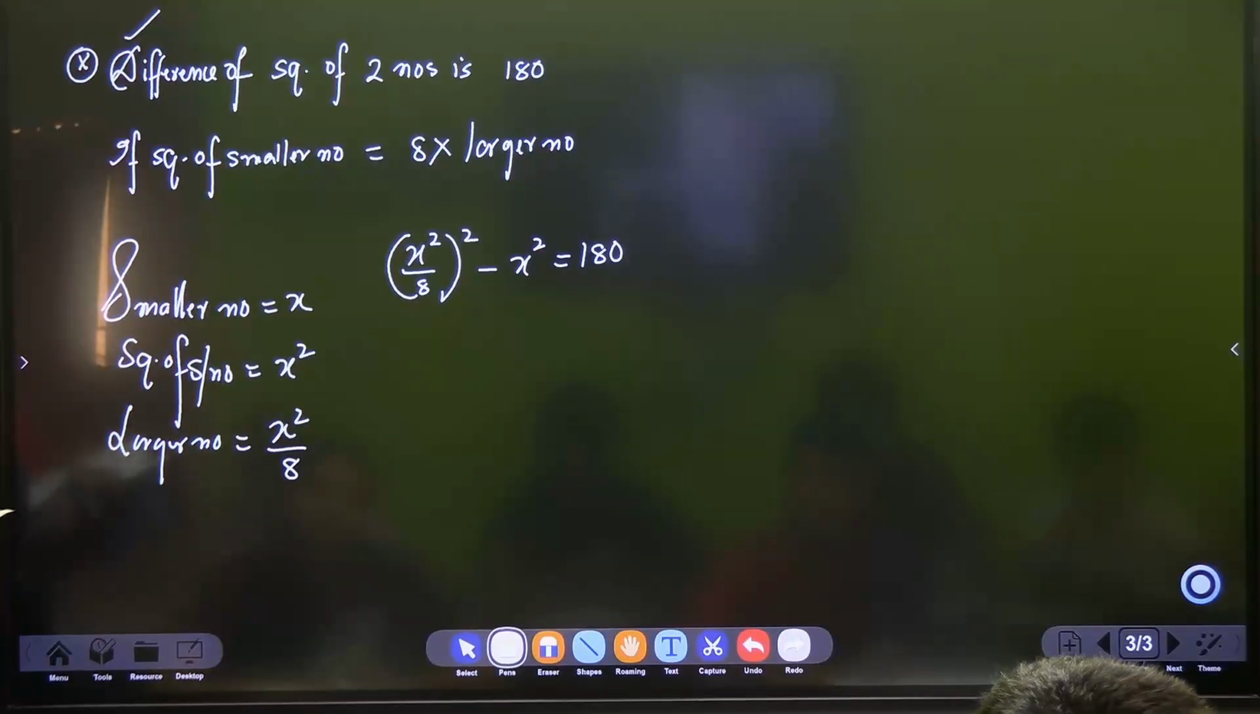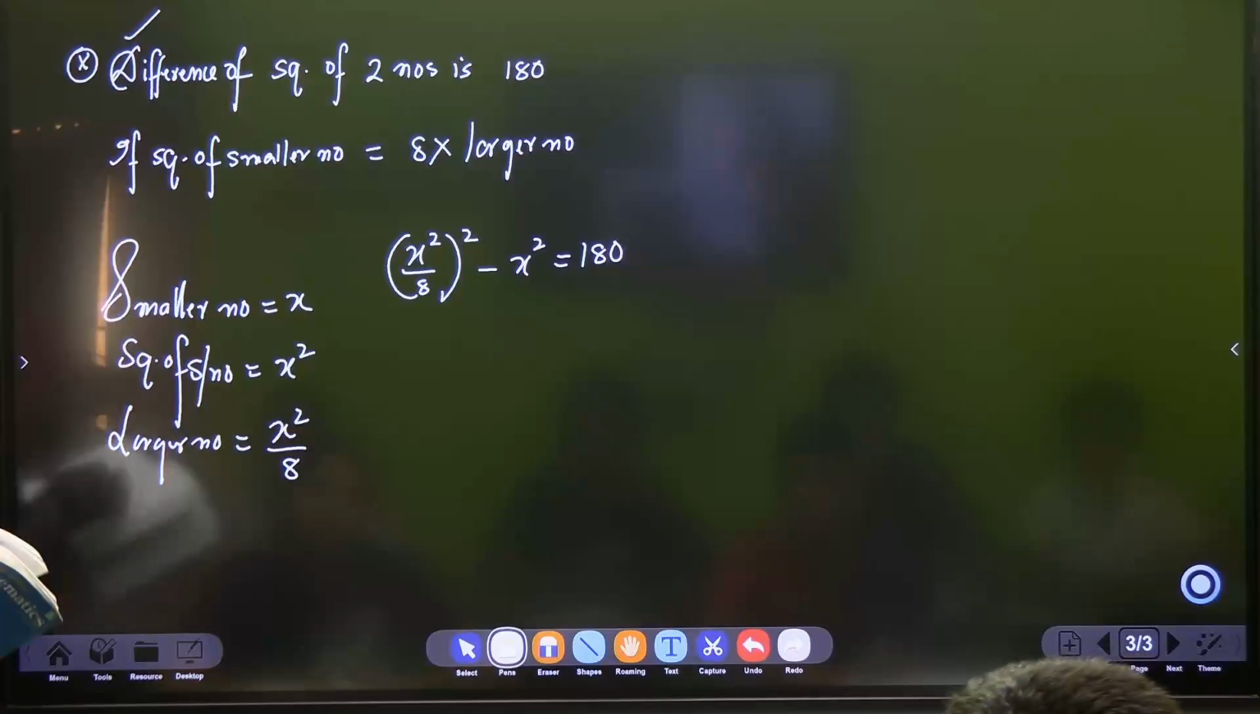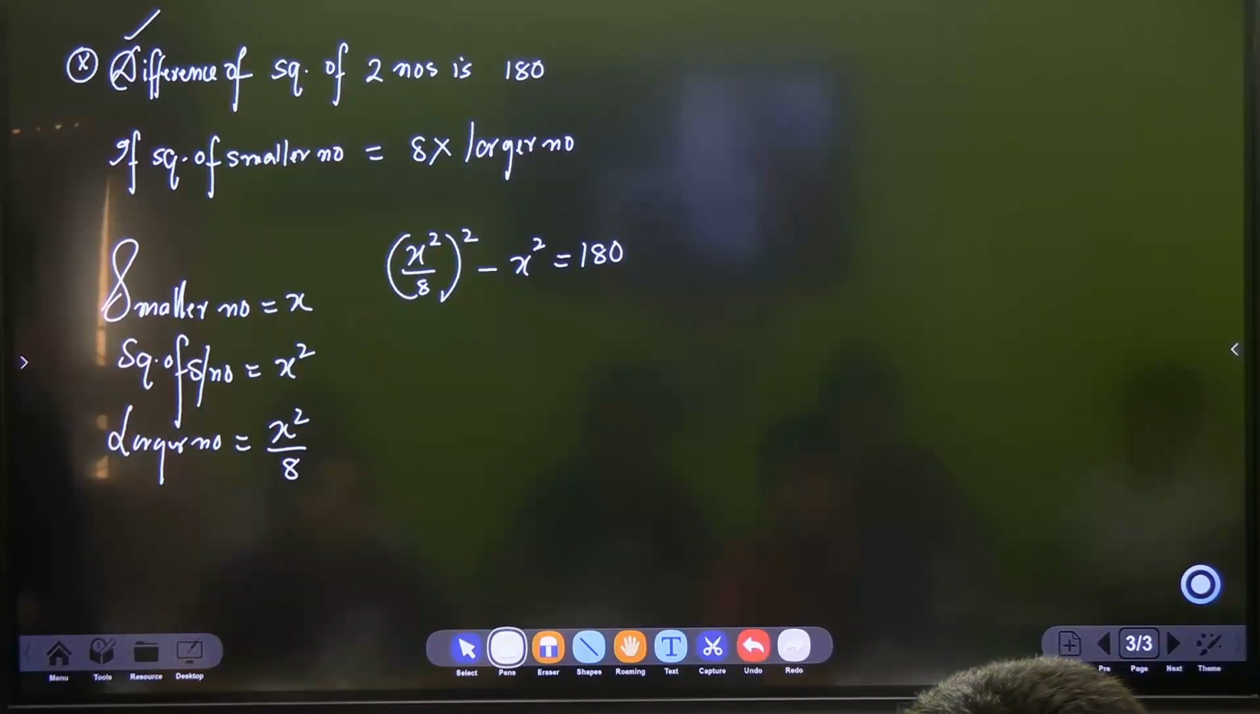Instead of taking the larger number as x squared by 8, we take the smaller number as x squared. Which one? Can we take the smaller number as 8x? Yeah, your wish, you can. If you take the smaller number as 8x square, then your larger number is x square. Shouldn't it be 8 into the square of the smaller number?